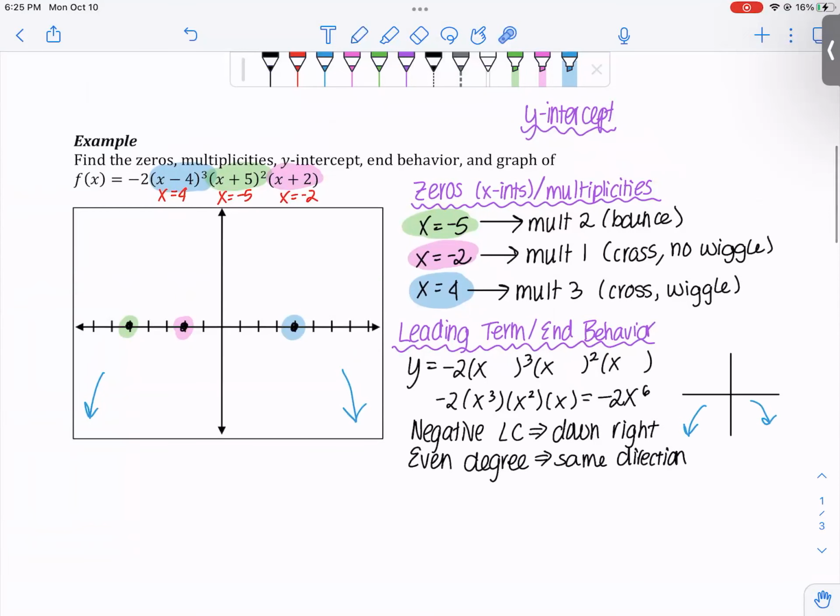Now I just have to use my x-intercepts and multiplicities and the y-intercept, which I still haven't done yet. Come here, Mr. Y-intercept. We need to plot a y-intercept here. Again, you're just plugging in x equals 0.